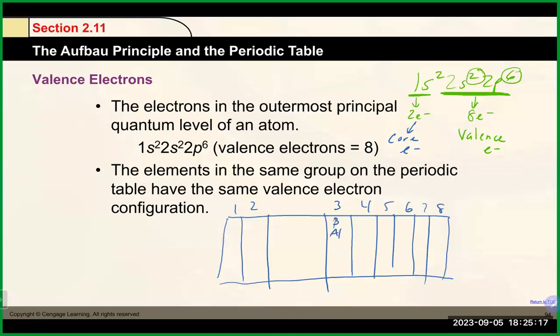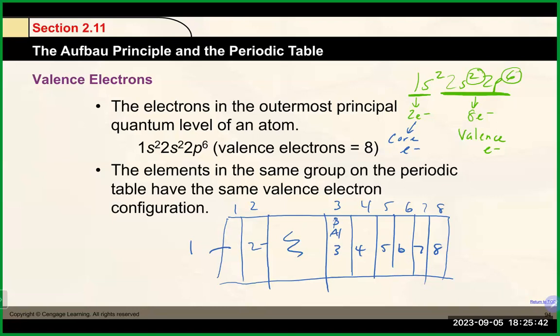Now, everybody in group number 1 has 1 valence electron. Everybody in group number 2 has 2 valence electrons. 3, 4, 5, 6, 7, and 8. So if you want to really quickly figure out how many valence electrons an element has, it will equal its group number. For transition metals, which are in this region, it is a little bit different than that, but the group number equals the number of valence electrons.